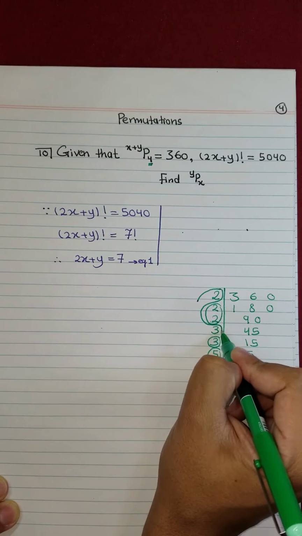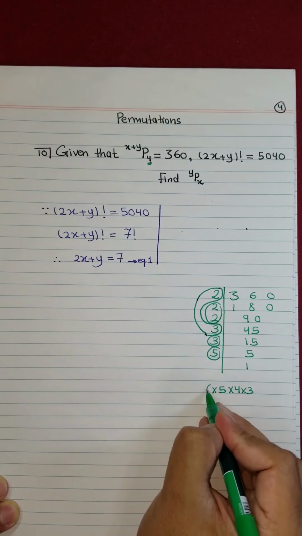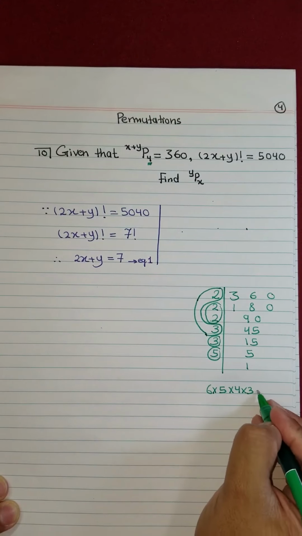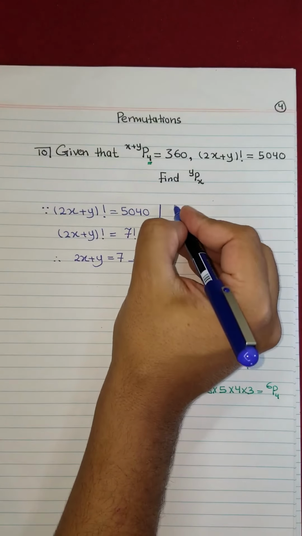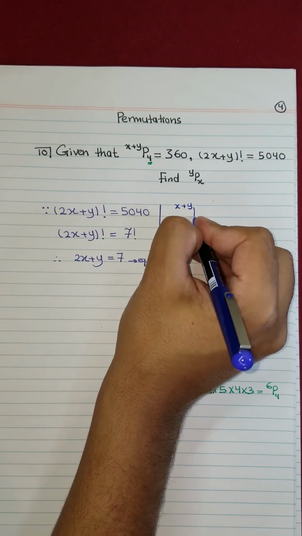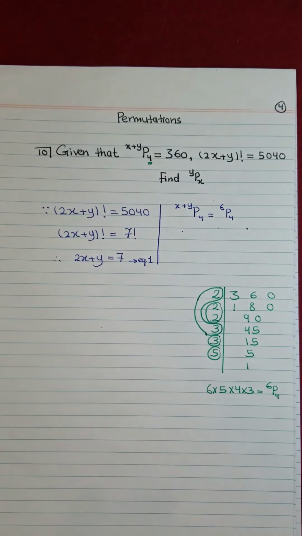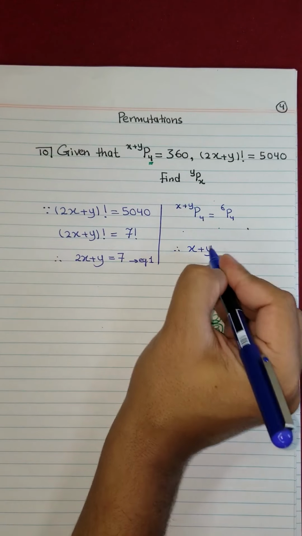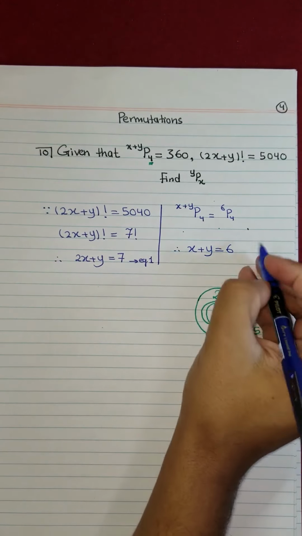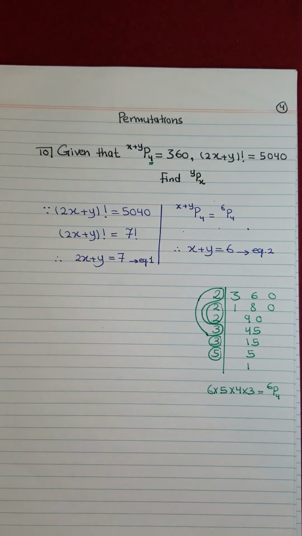So these two together are going to be 6. So that means that this is 6 permutation 4. So from the other part, which is here, x plus y permutation 4 equals 6 permutation 4. Good. So this means that therefore x plus y is equal to 6. Now I have another equation. This is equation 2. So we have two equations now. I can solve them simultaneously.